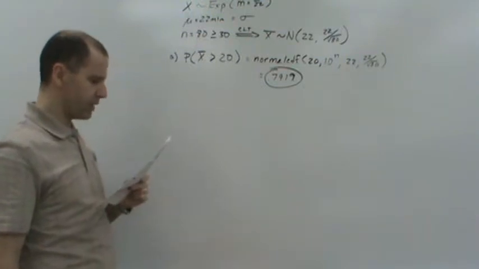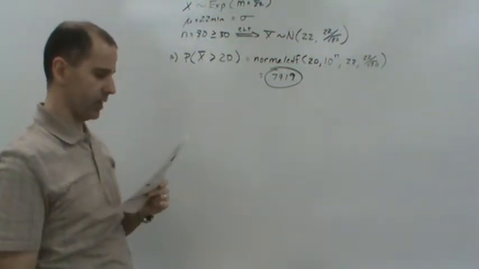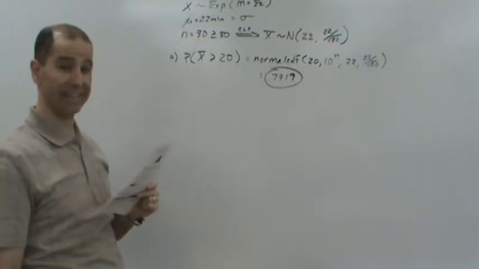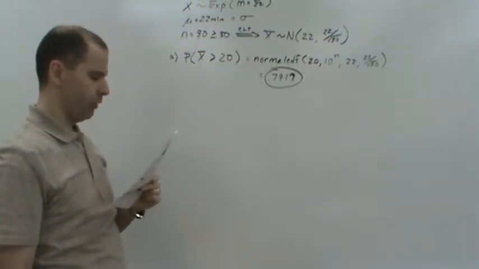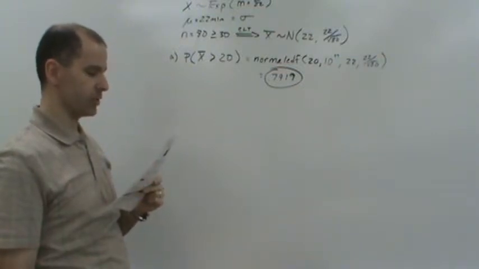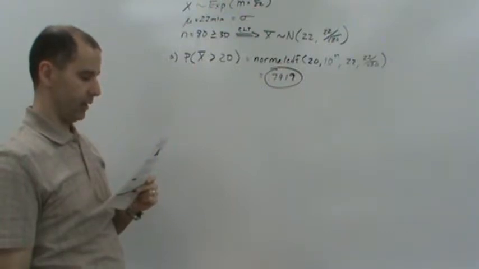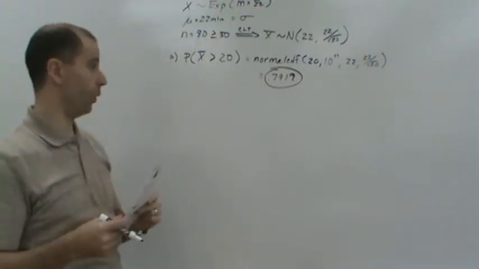Now B says, suppose that one customer who exceeds the time limit for his cell phone contract is randomly selected. Find the probability that this individual customer's excess time is longer than 20 minutes. This is asking for what probability?